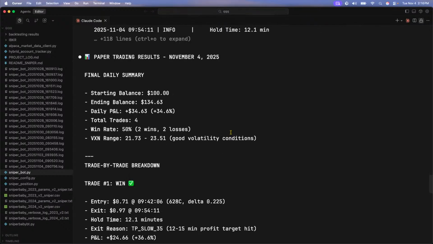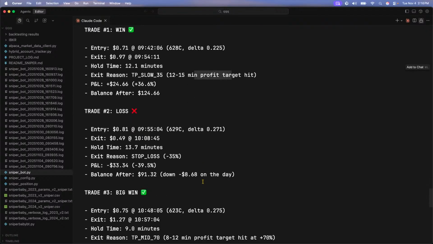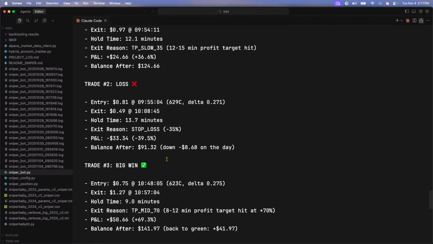All right, let's look. Final daily summary. We started at $100. We finished at 134. We had two trades, 50%. Two one. It really could have been 75%, and I'm gonna tell you why. Trade one went from 71 to 97. We held it for 12 minutes. Take profit 35. Okay. This one was a loser, but this one peaked.